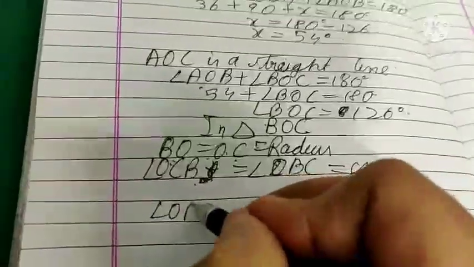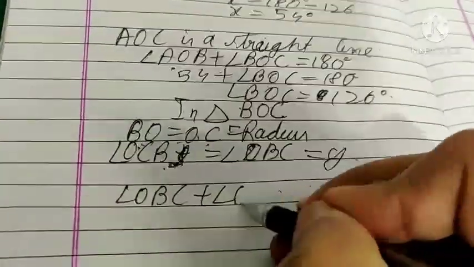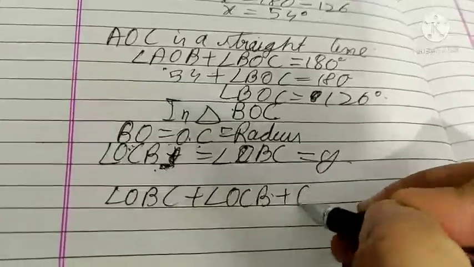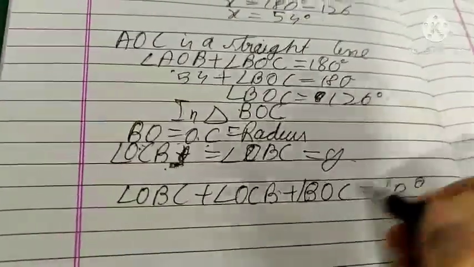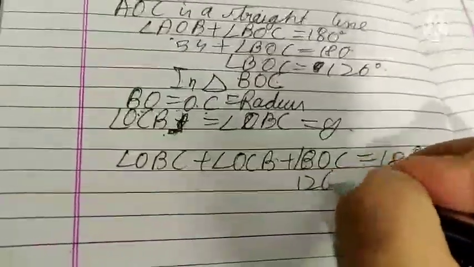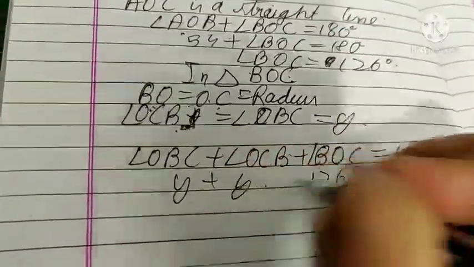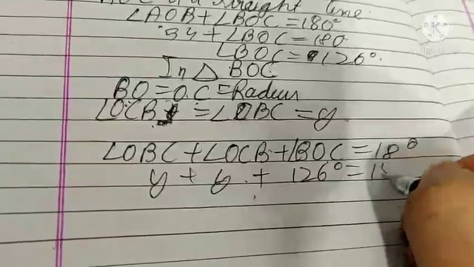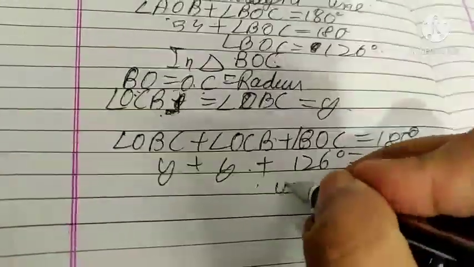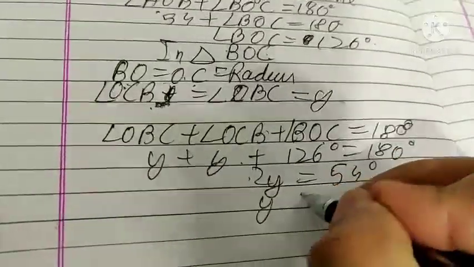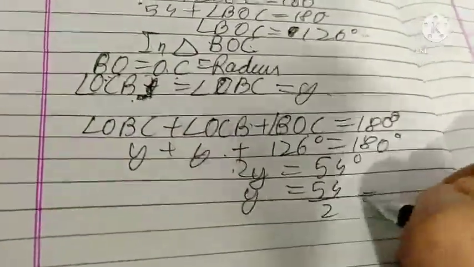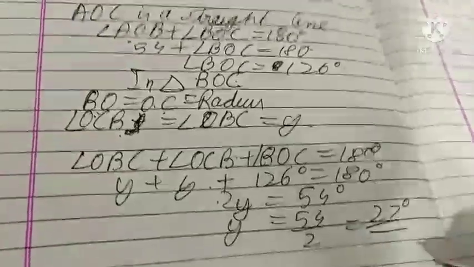So now the sum of all three angles is 180 degrees in this triangle. So angle OBC plus angle OCB plus angle BOC is equal to 180 degrees. BOC is 126 degrees. This is Y plus Y plus 126 equals 180 degrees. So 2Y equals 54 degrees, that is 180 minus 126. Y is equal to 54 by 2, that is 27 degrees. So Y is 27 degrees.